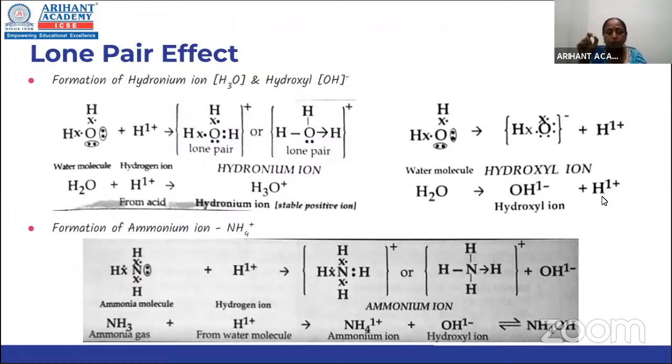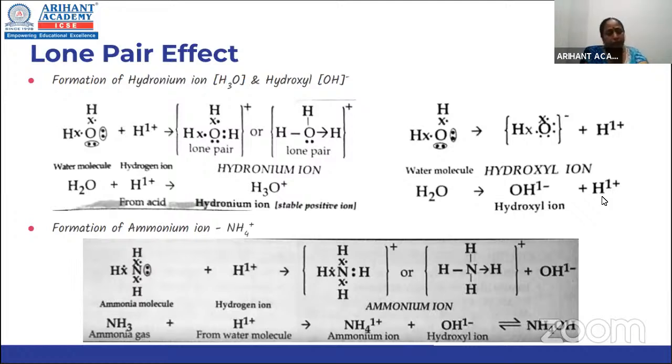Above the brace bracket, please write the plus. So this gives you the formation of the ammonium ion, and you can see the arrow. The arrow tells us nitrogen is giving both the electrons to H. It is not mutual sharing as we studied in covalent bonds.